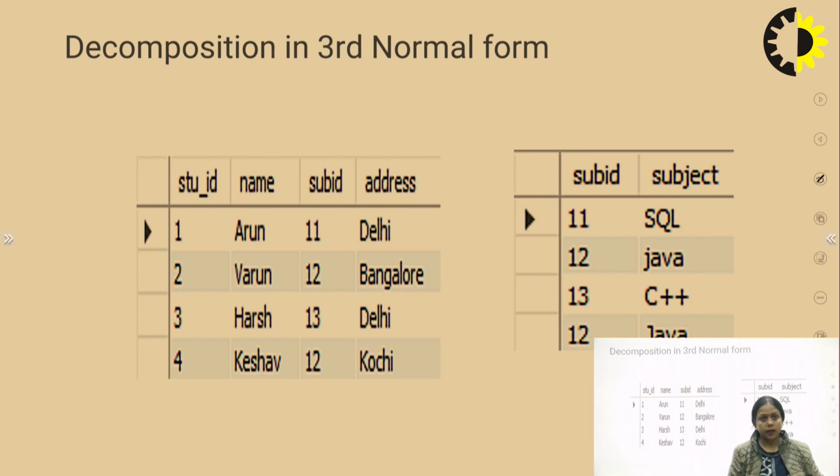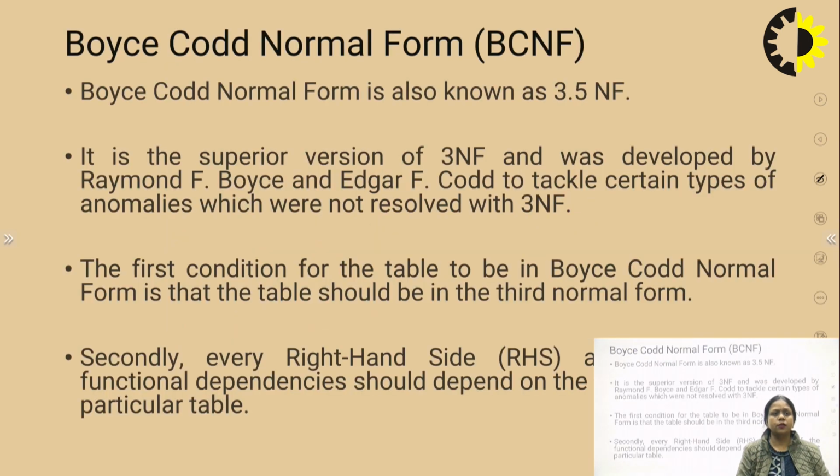Fine. Now the next normal form is BCNF, or Boyce Codd normal form. Boyce Codd normal form is also known as 3.5 normal form. It is a superior version of third normal form and was developed by Raymond F. Boyce and Edgar F. Codd to tackle certain types of anomalies which were not resolved by the third normal form. This normal form is known as 3.5 normal form because it is very much more useful than the third normal form, because it resolves many problems which were not resolved by the third normal form.